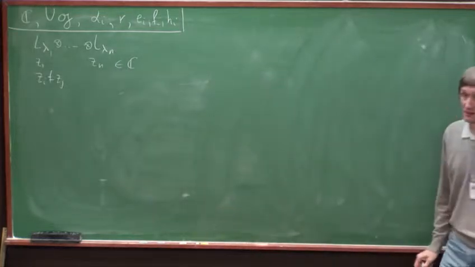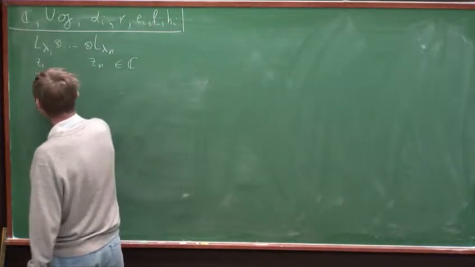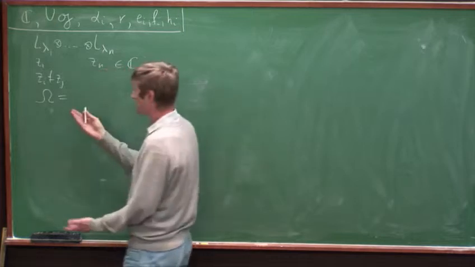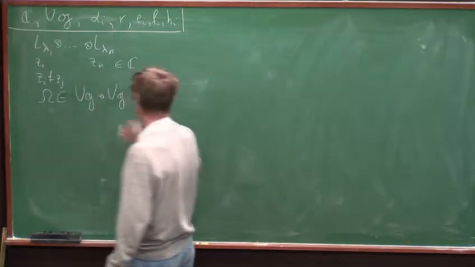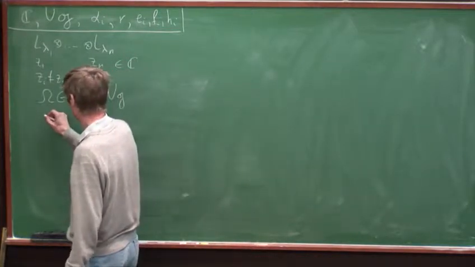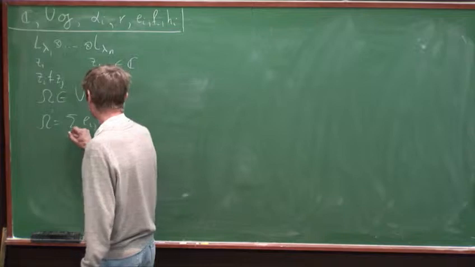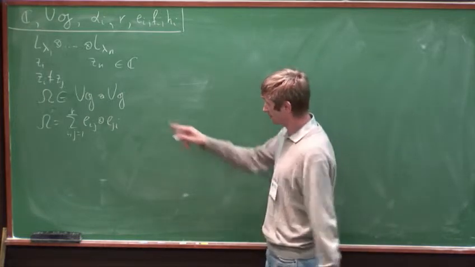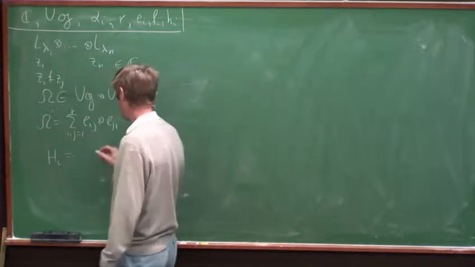Then if I have such data, I can define Gaudin Hamiltonians. Gaudin Hamiltonians are defined as follows. First of all, I have this element omega. Omega is the Casimir operator, which belongs to the second tensor power of the universal enveloping algebra. This is just the standard Casimir operator. You can think about it, for example, for GL_N, then omega is the sum of E_ij tensor E_ji. You take a basis, then you take a dual basis, and that's what you get. And then you can define the Gaudin operators like this.